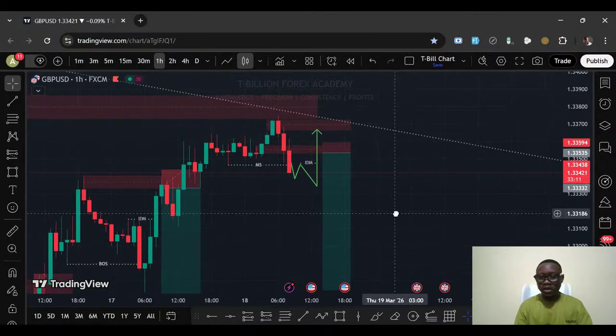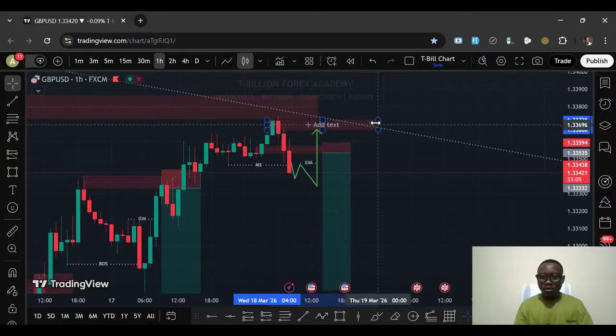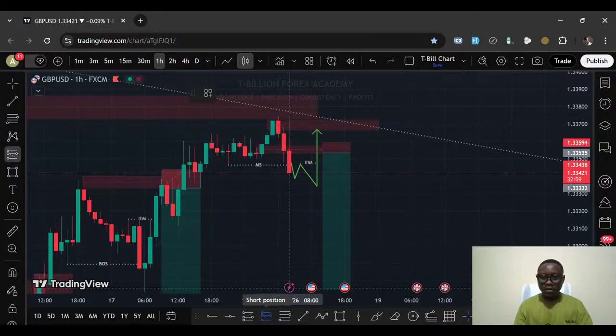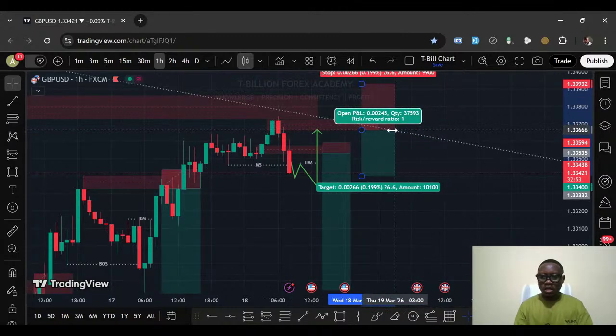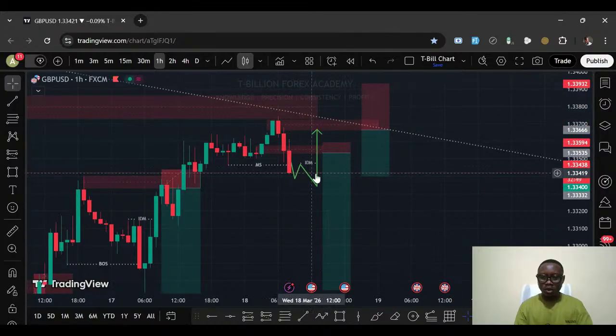Now, if for any reason price invalidated this breaker block, then we'll wait for price at this order block zone right here and take our entry right here. So please, until price does this, we're not taking this trade just yet.